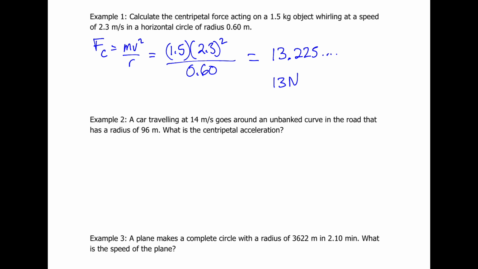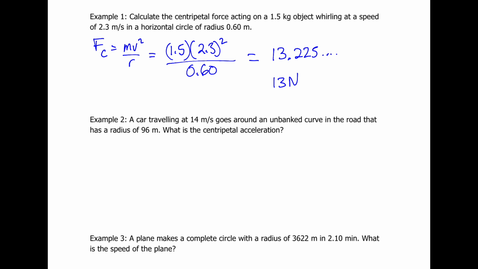On example 2, we don't need to be at this all day. This is already probably taking longer than it should. A car traveling at 14 meters per second goes around an unbanked curve, which is flat. So there's no bank to this curve. It's not a NASCAR track. The road has a radius of 96 meters. What is the centripetal acceleration?